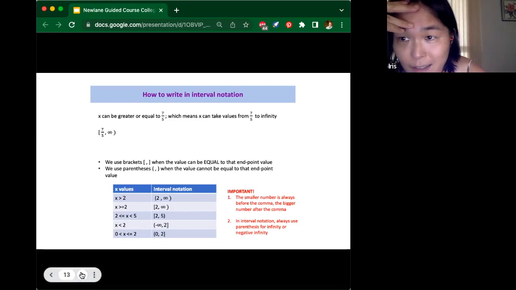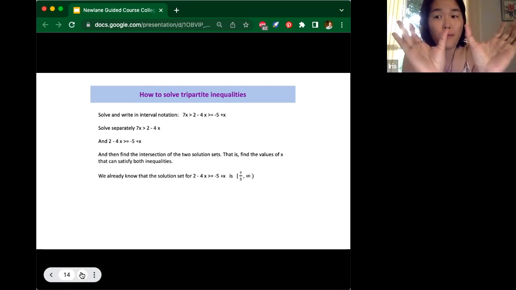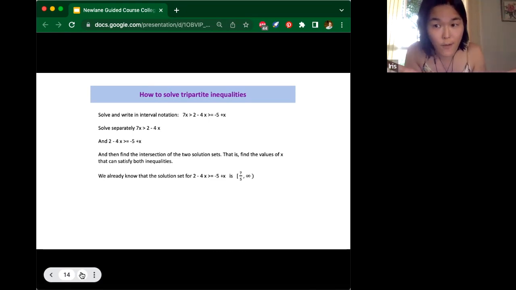So the next slide is just a comment on how to solve the tripartite inequalities. You have, for example, 7x greater than 2 minus 4x, greater or equal to minus 5 plus x. Basically you solve them separately. You solve 7x greater than 2 minus 4x, and you also solve 2 minus 4x greater or equal than minus 5 plus x. It's like breaking it up into 2 problems. Then you find the solution for both of them, and then you find the intersection of those solutions.